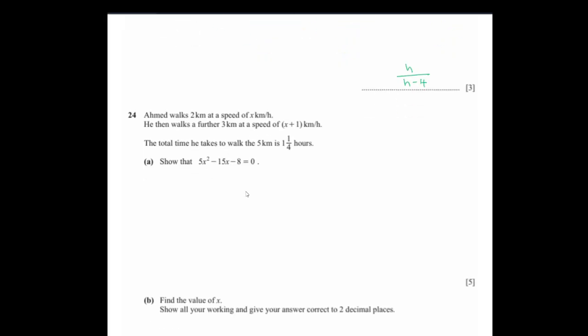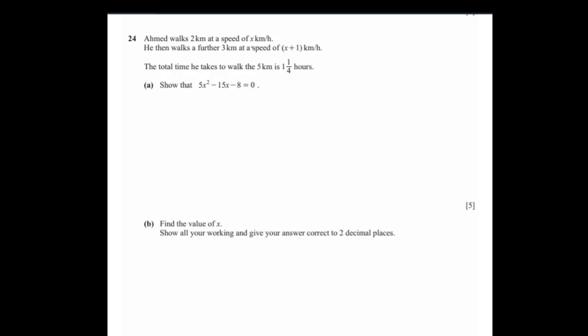Question number 24. Ahmad walks 2 km at a speed of x km per hour. He then walks a further 3 km at a speed of x plus 1 km per hour. The total time he takes to walk the 5 kilometers is 1 1/4 hours. Show that 5x² minus 15x minus 8 is equal to 0.